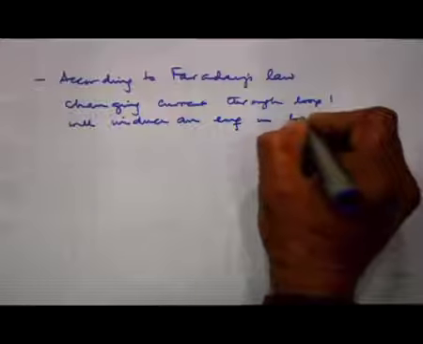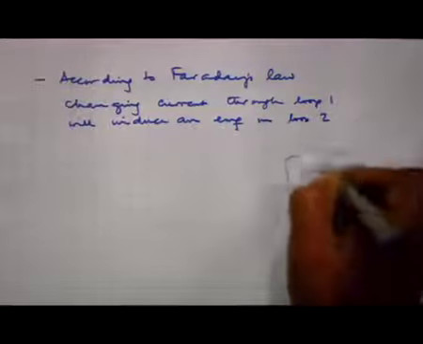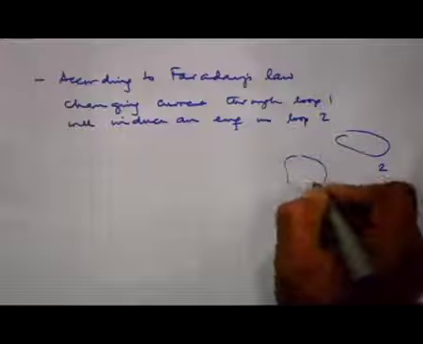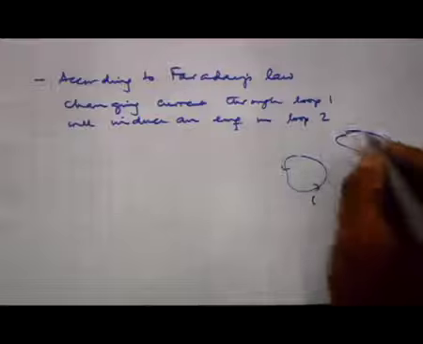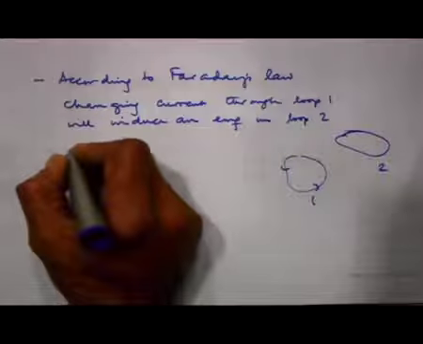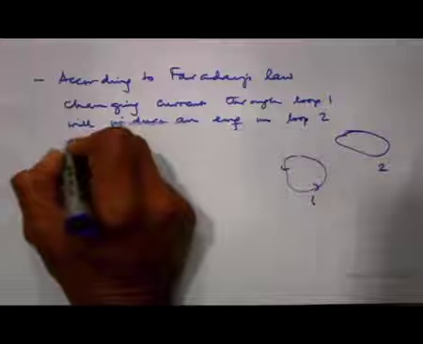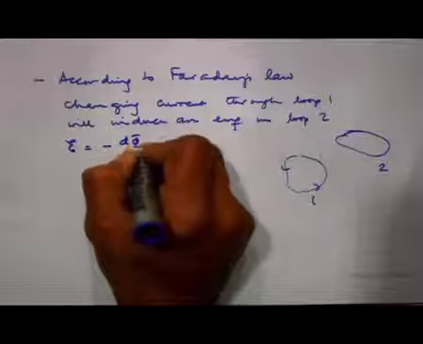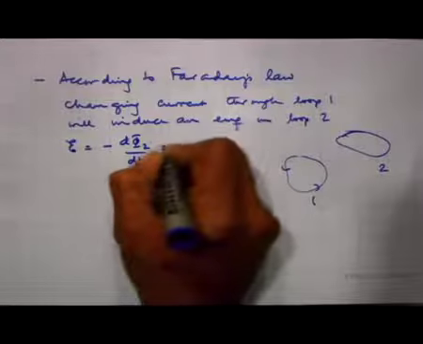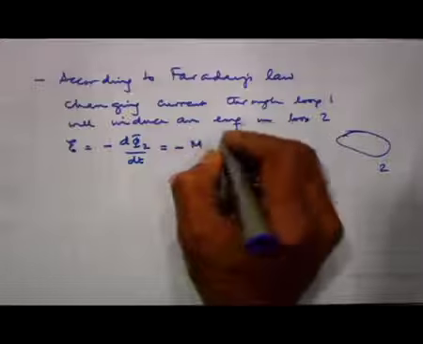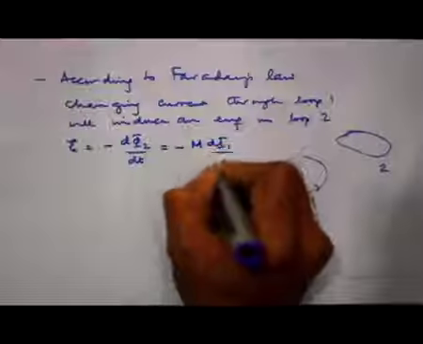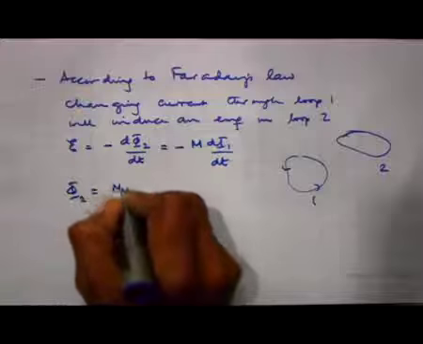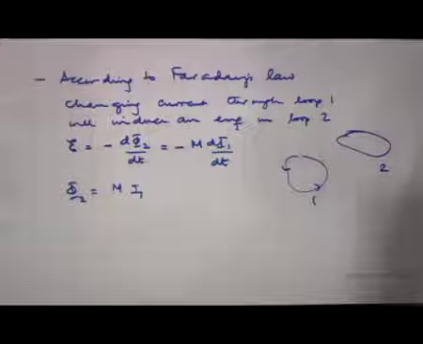in loop 2. So, if I had loop 1 here, another loop 2, and if I change the current here as a function of time, that will induce an EMF in the second loop, and that induced EMF will be equal to minus d phi 2 by dt, which is equal to minus M times dI 1 by dt, because phi 2, the magnetic flux, is equal to M into I 1, where M is the mutual inductance.